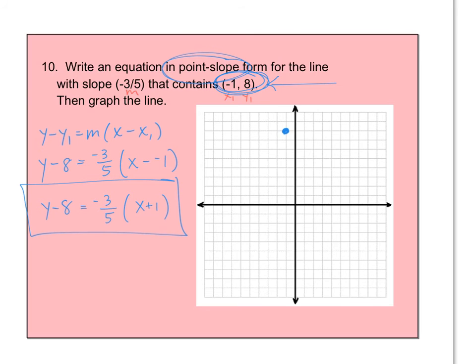But we also know it has a slope of -3/5. So from this point, we have to go down 3, right 5. So down 3, right 5. Put our dot, connect, and there it is. We have graphed the equation with a slope of -3/5 that contains the point -1, 8.